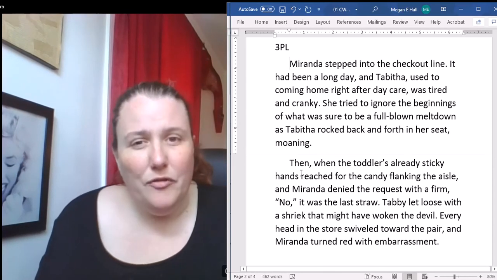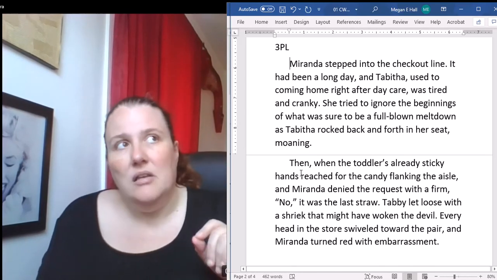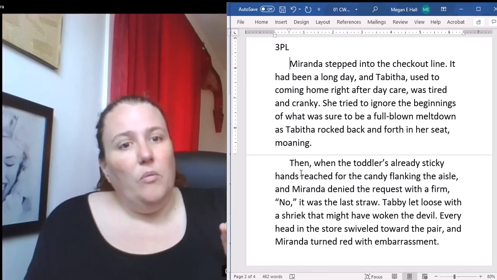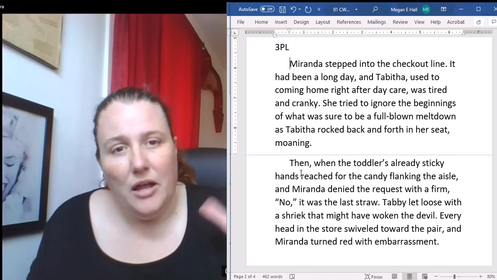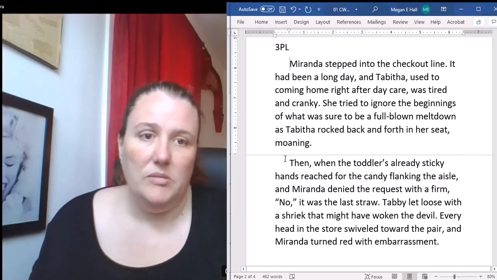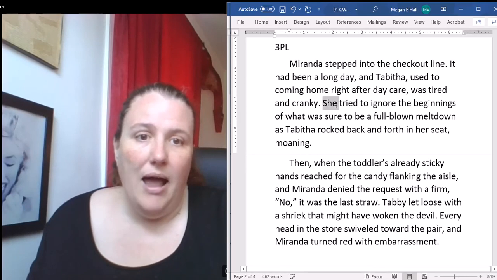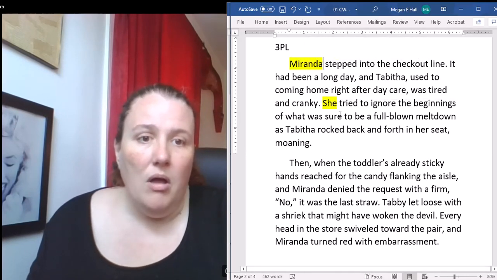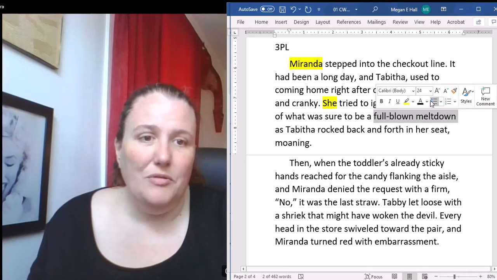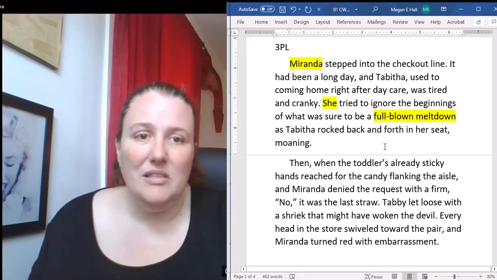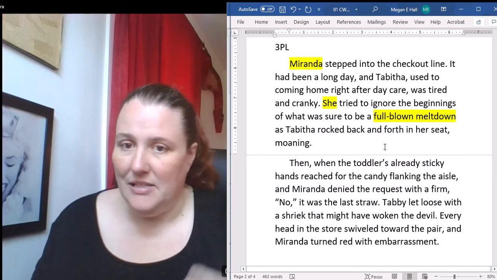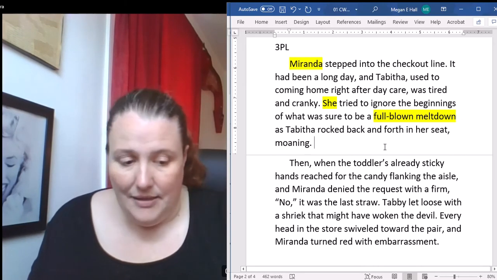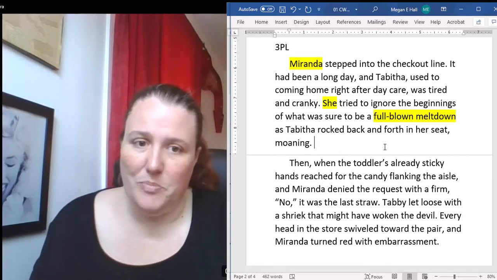Now, I've added a few details here because I wanted to show you how this might look and work. We're looking at Miranda. We get a little bit more, I don't think I used full-blown meltdown before, but the basic facts are still the same, right? Still the same plot, still the same characters, but done totally differently.